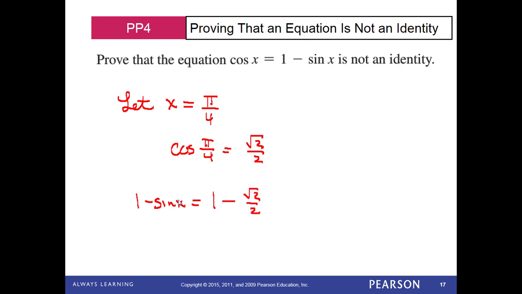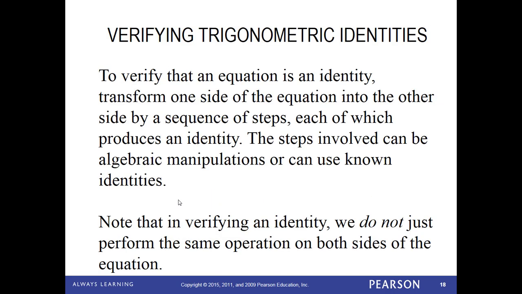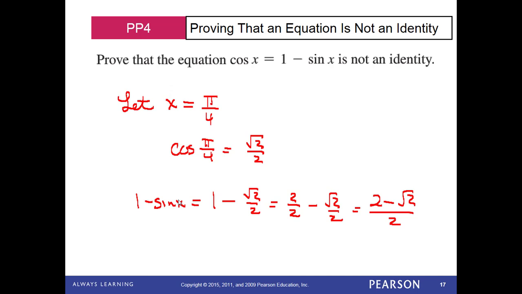Remember, because sine of pi over 4 is exactly the same thing as cosine of pi over 4, right? 45-degree angles are exactly the same. And if I do that, I get common denominators, and then I simplify, and eventually I look at this and say, no way, those two are different. These two are different from one another, so you can't do that.